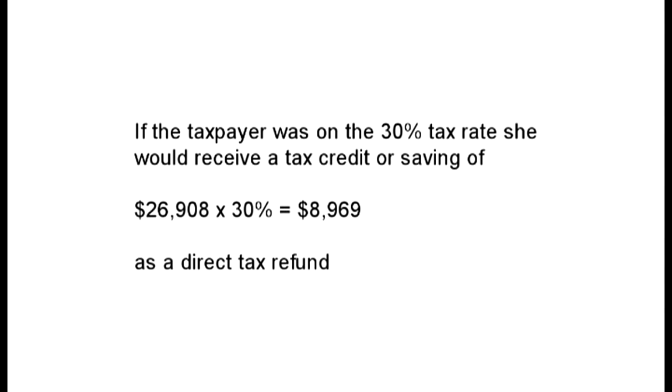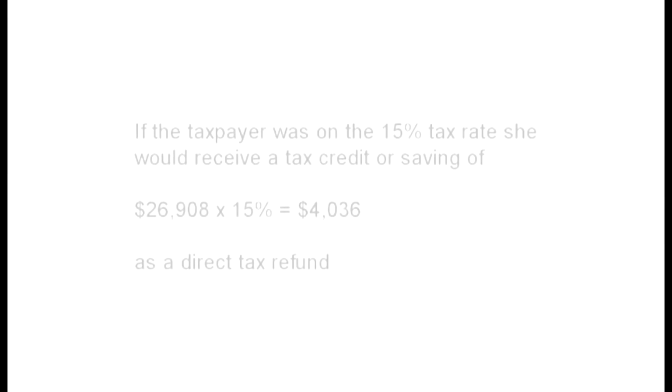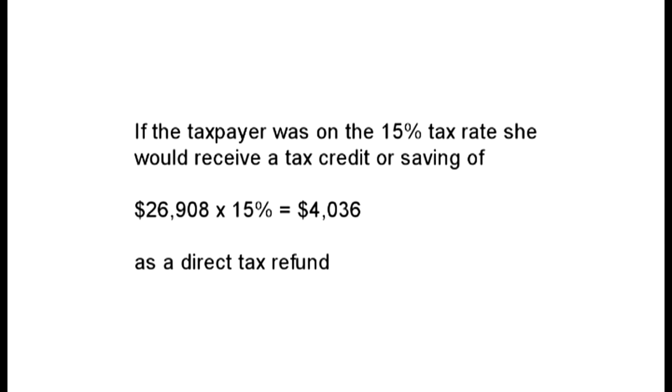If the taxpayer was on the 30% tax rate, she would receive a tax credit or tax savings of $26,908 multiplied by 30%, which equals $8,969 as a direct tax refund. If the taxpayer was on the 15% tax rate, she would receive a tax credit of $26,908 times 15%, which equals $4,036. This would be the tax refund.